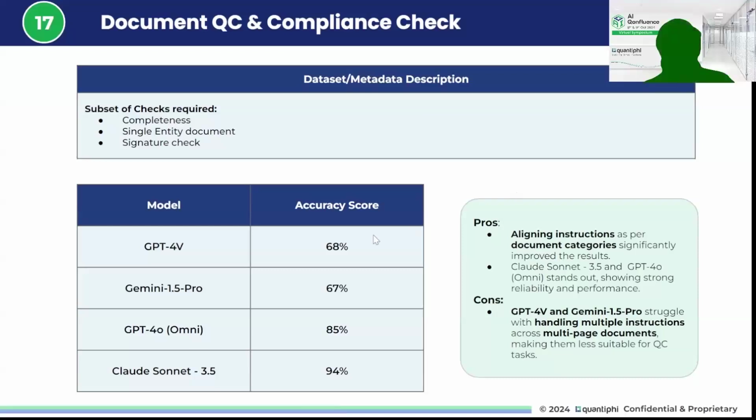What we see in the results is that GPT-4V and Gemini 1.5 Pro struggle with handling multiple instructions for QC across both multi-page and single-page documents, making them less suitable for QC tasks. On the other hand, GPT-4 Omni and Claude Sonnet 3.5 stand out, showing strong reliability and performance.